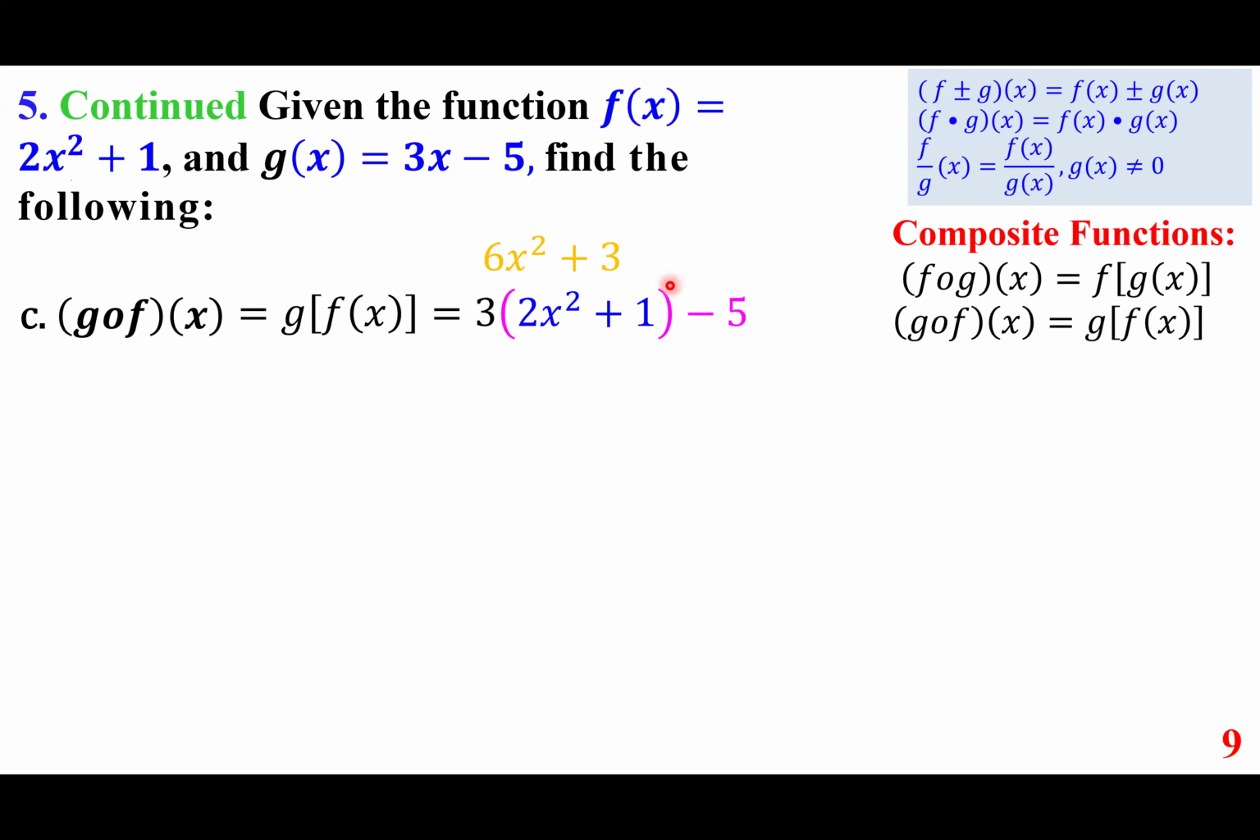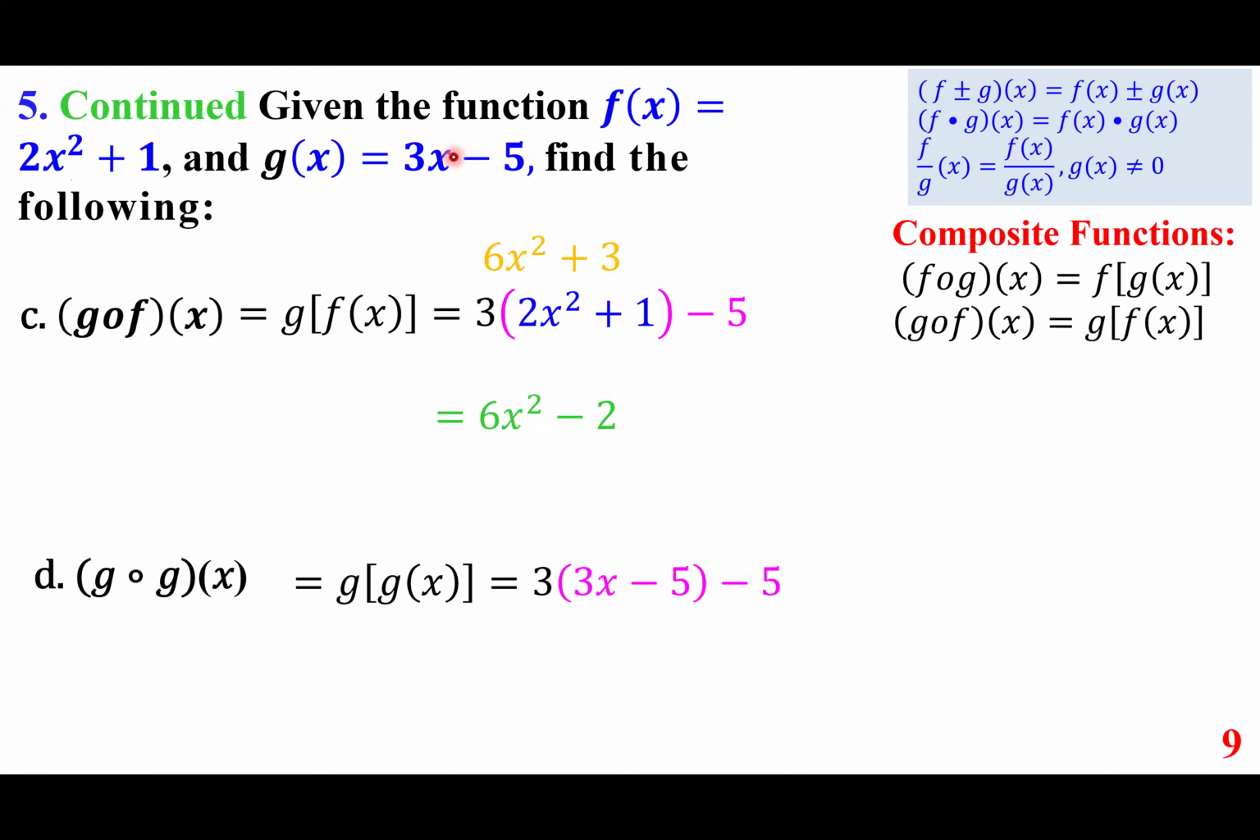And these two numbers, positive 3 and negative 5, add up to negative 2. g of f of x means replace the x with f of x in the g function. So obviously distribute, you get 6x squared plus 3 minus 5, and this doesn't change. These two add up to negative 2. 6x squared minus 2 is the final answer.